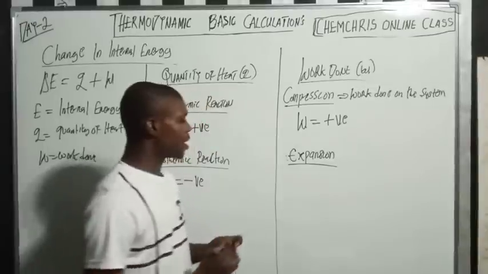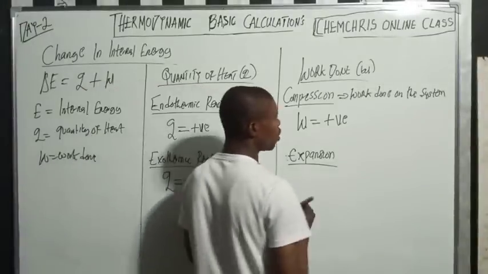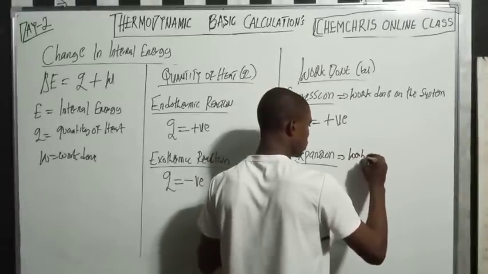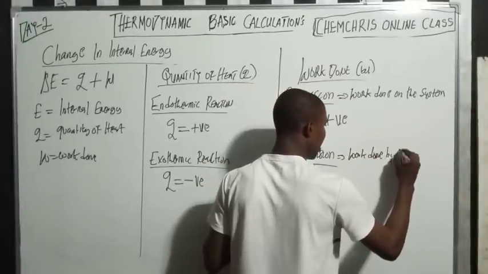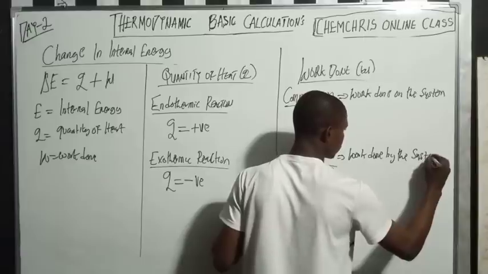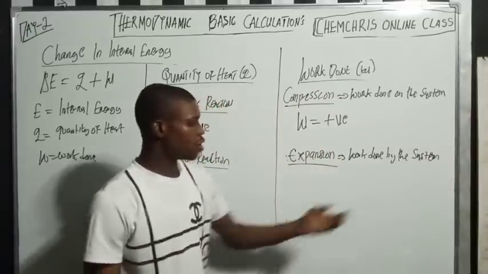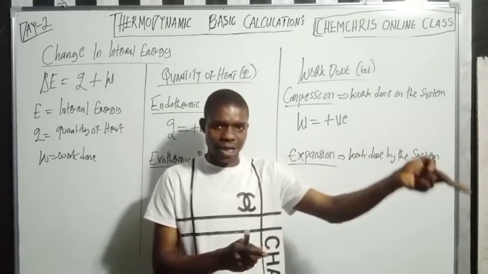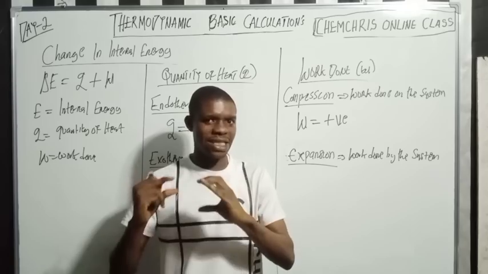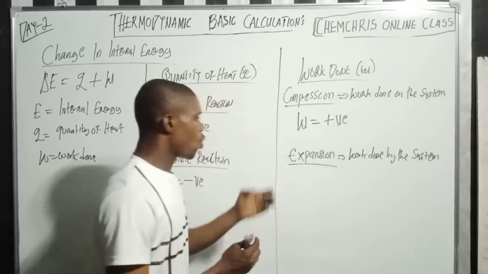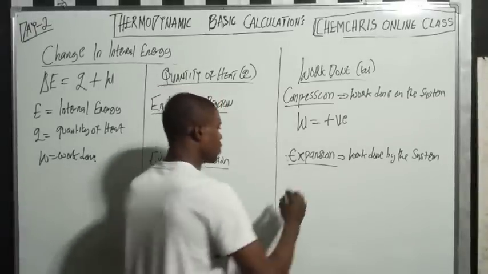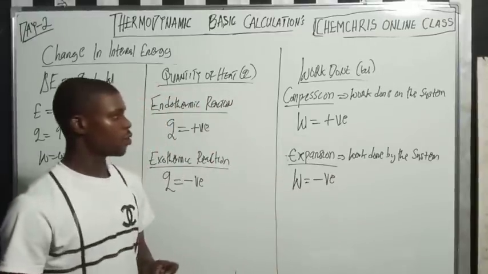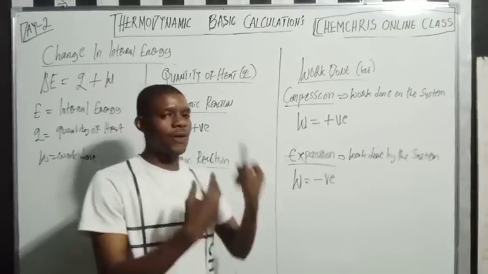Are you there? Expansion. In the expansion, work is done by the system. So work done by the what? System. It's okay. Work done by the system. And whenever work is done by the system on the surrounding, you need to differentiate these things here because they are highly confusing. So work done by the system, W is equal to what? Minus. That is it.